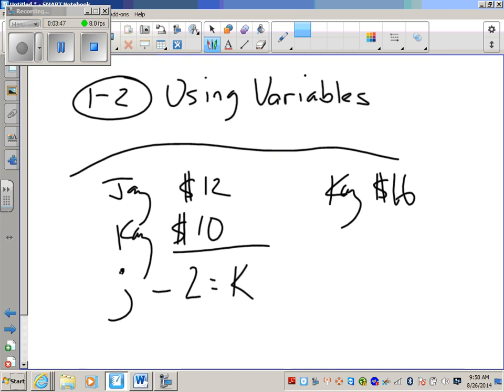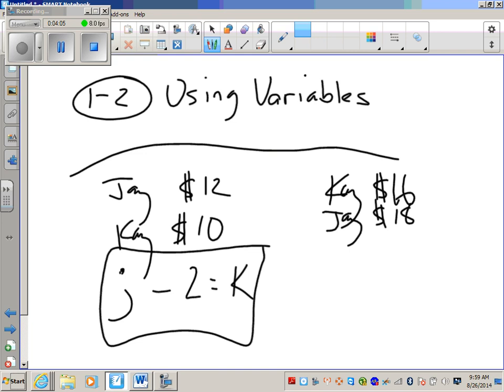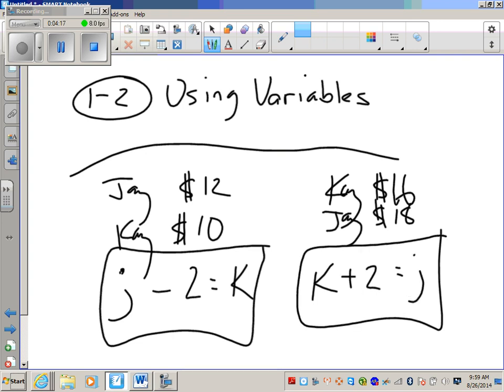Did we use variables here? And no matter what we plug in, either for J or K, that would work. Going the opposite way, if I knew how much K had, K plus 2 equals J. Are these the same?